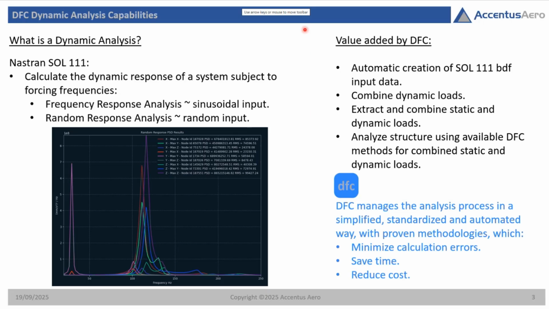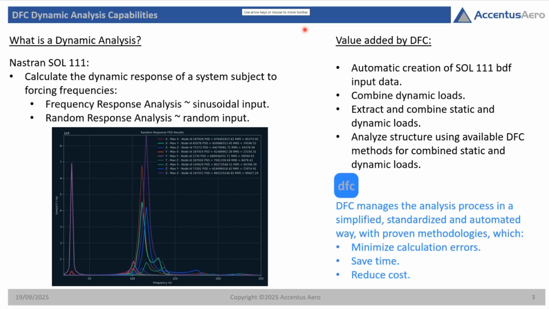So the value added by DFC is that we have a very convenient way of creating the input data required for Nastran, and we add the data automatically to the BDF. We combine dynamic loads. Normally these loads you specify by axis, X, Y, or Z axis, and then you later on need to combine them to get a resultant load. So this is what we do. We can also take that data and combine it with a static load if there's a static load occurring at the same time as the dynamic loads.